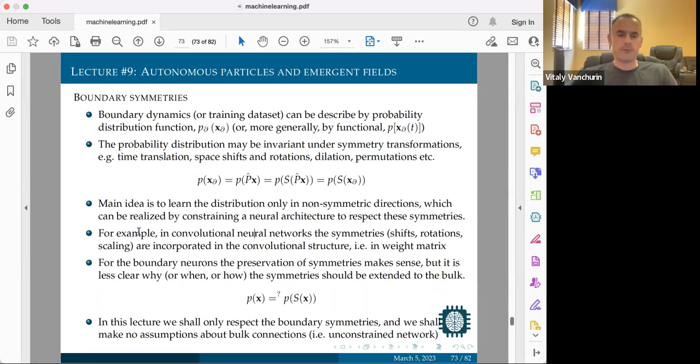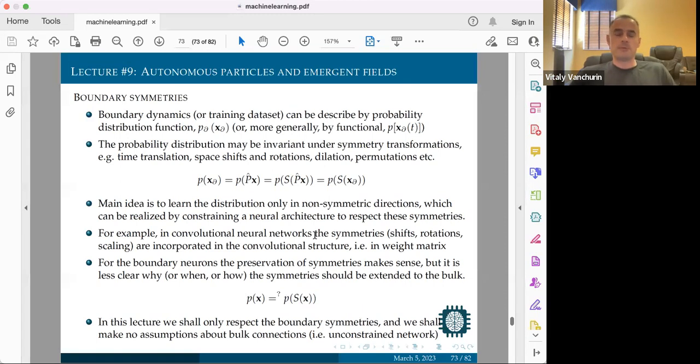A good example of that is convolutional neural networks. When you use convolutional neural networks, for example, for image recognition, you know that there is a shift symmetry, there is rotation symmetry in some cases, and sometimes you even have a scaling symmetry. And if you do have that, then maybe you should incorporate it in your structure, in your weight matrix. That reduces the space of the trainable parameters, and it allows you to train your neural network faster.